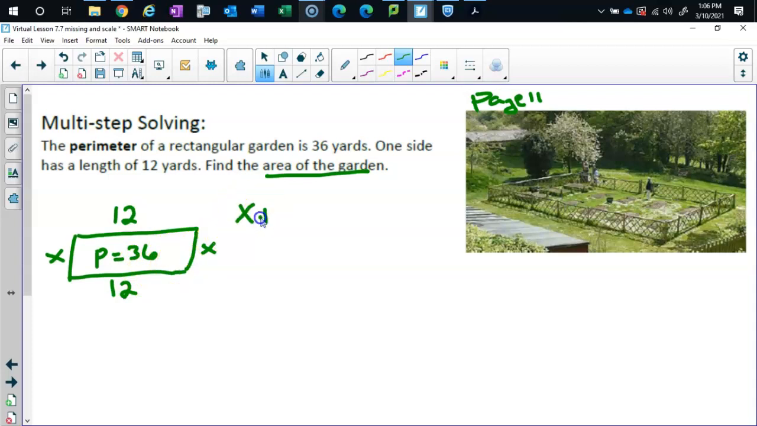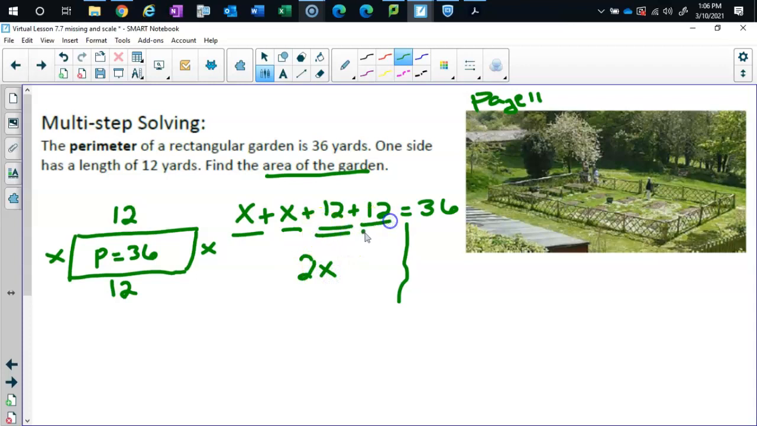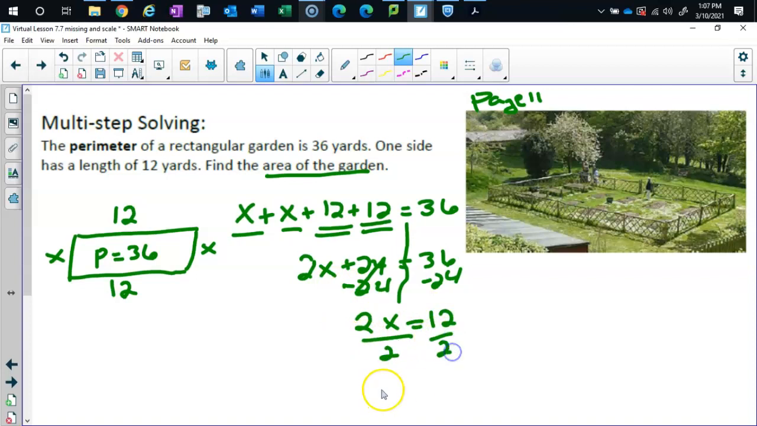So x plus 12 plus 12 equals 36. On this left side, x plus x is 2x. 12 plus 12 is 24 equals 36. Solve this by subtracting 24 from both sides, and we end up with 2x equals 12. Divide both sides by 2, and we end up with x is 6. So this is 6. We're not done.